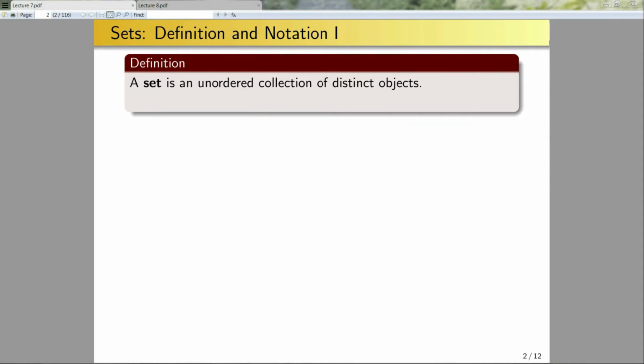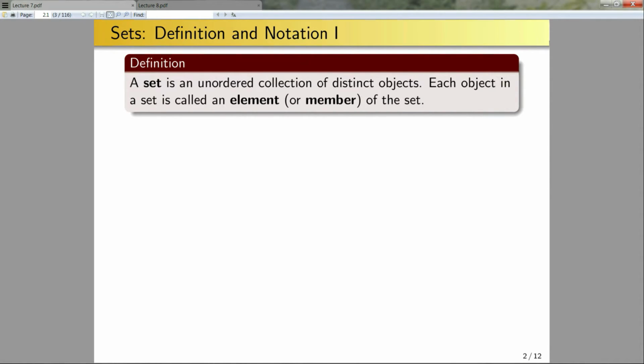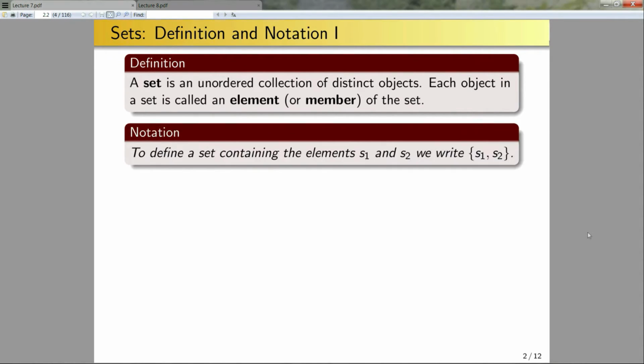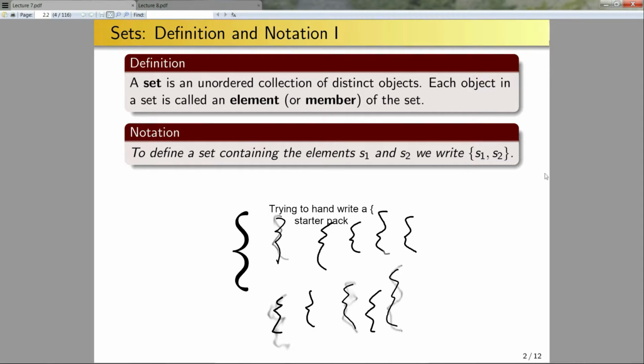So what is a set? We're going to define a set to be an unordered collection of distinct objects. So there's two main ideas here, unordered and distinct. Now each of these objects in the set we're going to refer to as a member or an element of the set. Now let's give some notation for sets. To define a set containing the elements S1 and S2, I write curly bracket S1, comma S2.